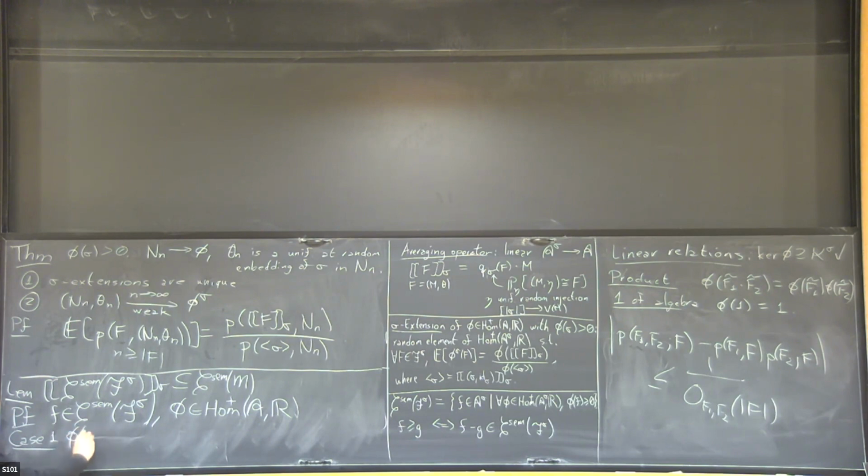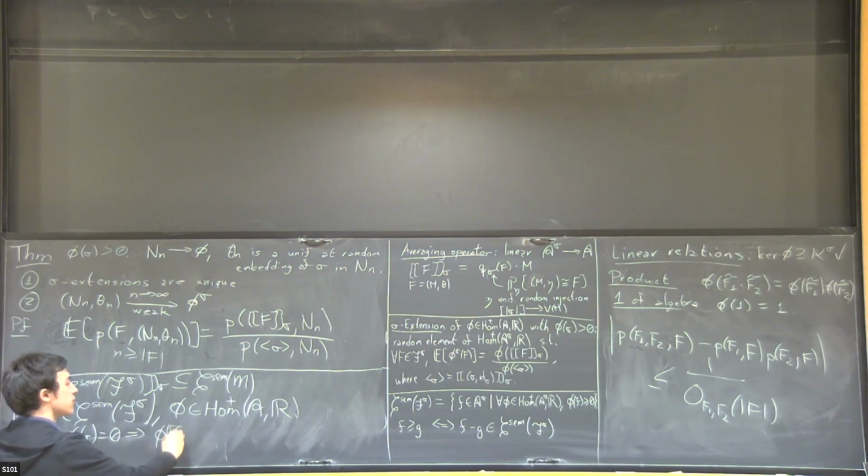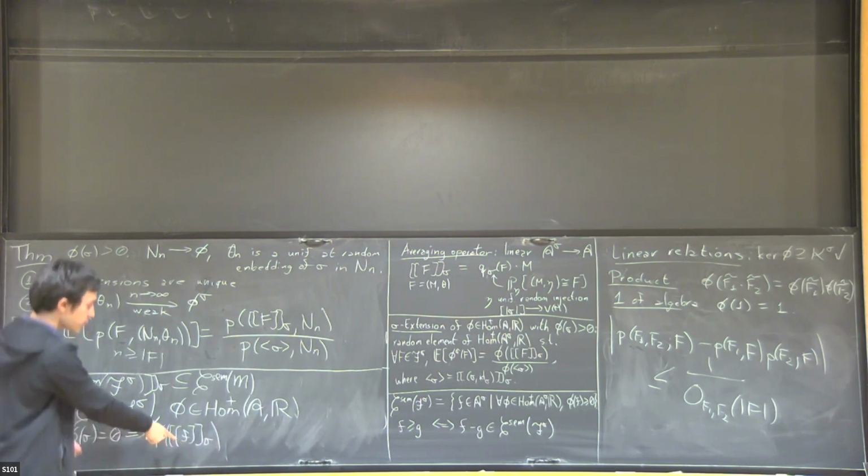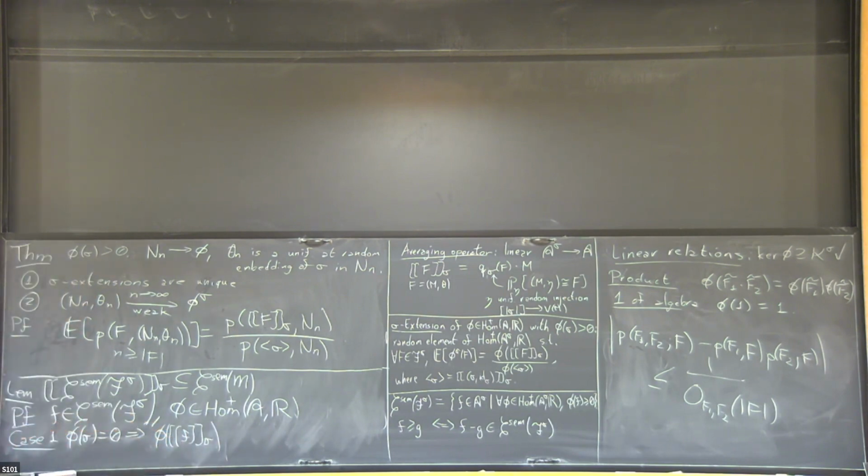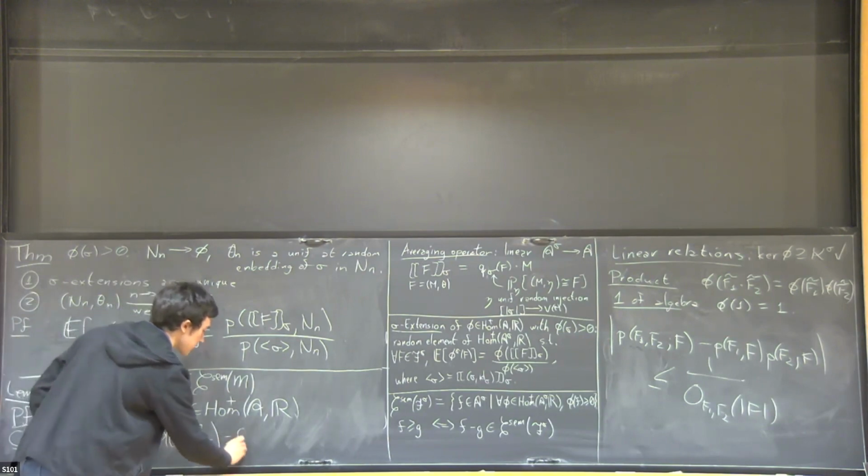Okay, so case 1, phi of sigma is 0. What happens if phi does not have any copy of sigma? Well, if I try to compute phi of f, whatever this is, f is a combination of sigma flags with some coefficients. So everything that appears in f has copies of sigma, but sigma doesn't really appear in phi. So this is zero trivially.